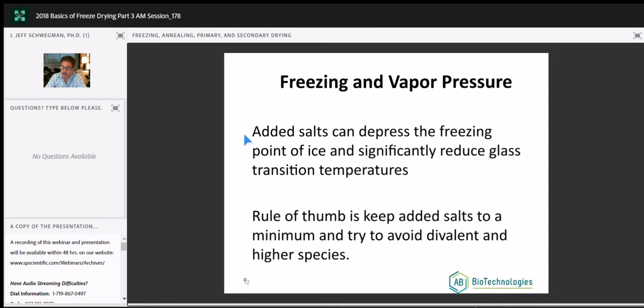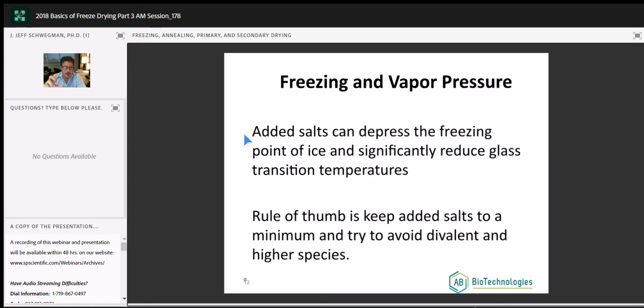We've had clients come here for us to develop a formulation for them, or they have a formulation that's not performing well for freeze drying, and we look at it, and it's got a ton of salt in it. And they say, well, let's take the salt out and maybe put it back in the reconstitution solution.